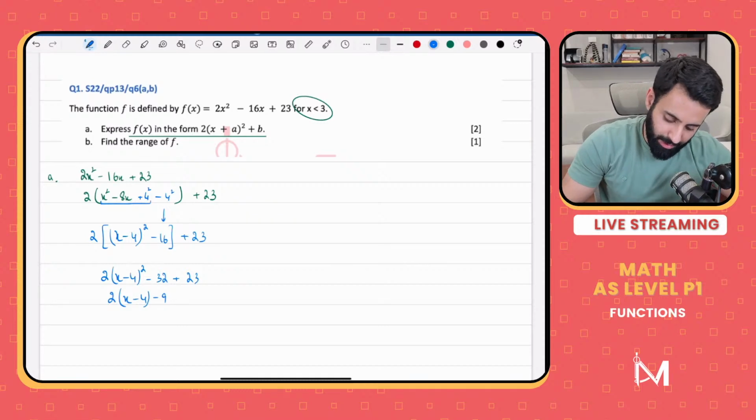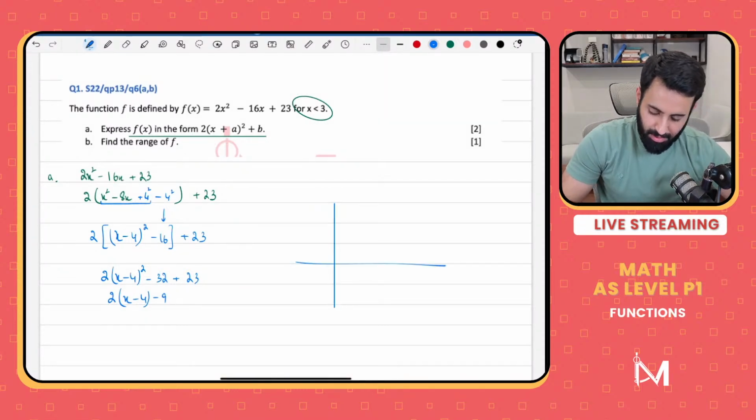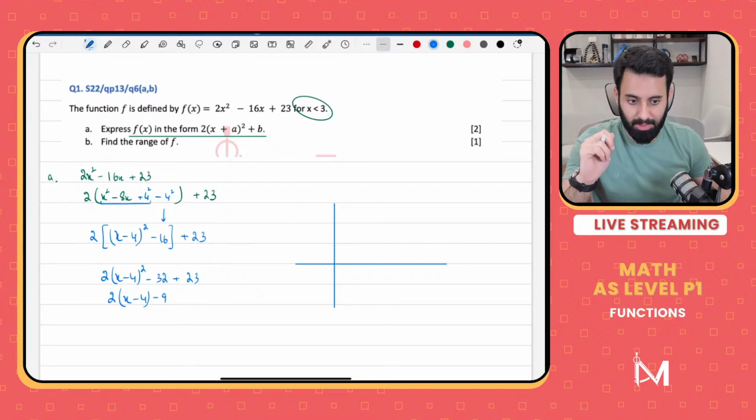Now, can we find out the range directly? No, I don't recommend it. I don't recommend that you find out the range directly. Your safest bet is to make a rough sketch. If you want to find out the range, I would strongly suggest that you make a rough sketch.